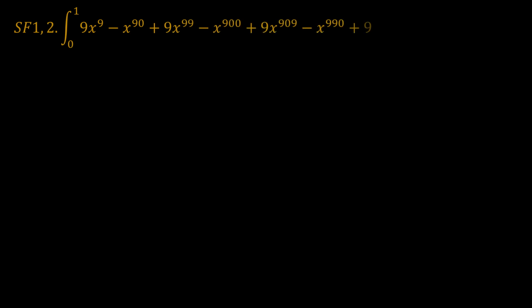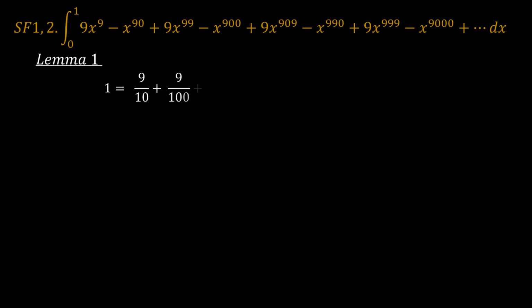So on to the first question. This question was question number 2 in the first semifinals. And we want to use two lemmas to solve this question. The first lemma pertains to 1 being equal to 0.999999 all the way to infinity. And the way we can express this in a fraction format, this is 1 is equal to 9 over 10 plus 9 over 100 plus 9 over 1000, 9 over 10,000, and so on to infinity.